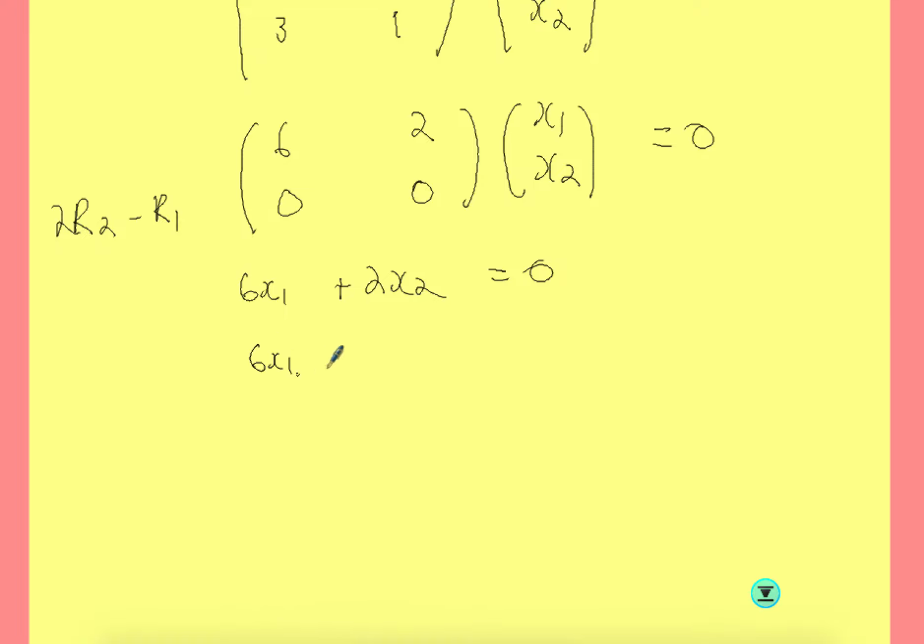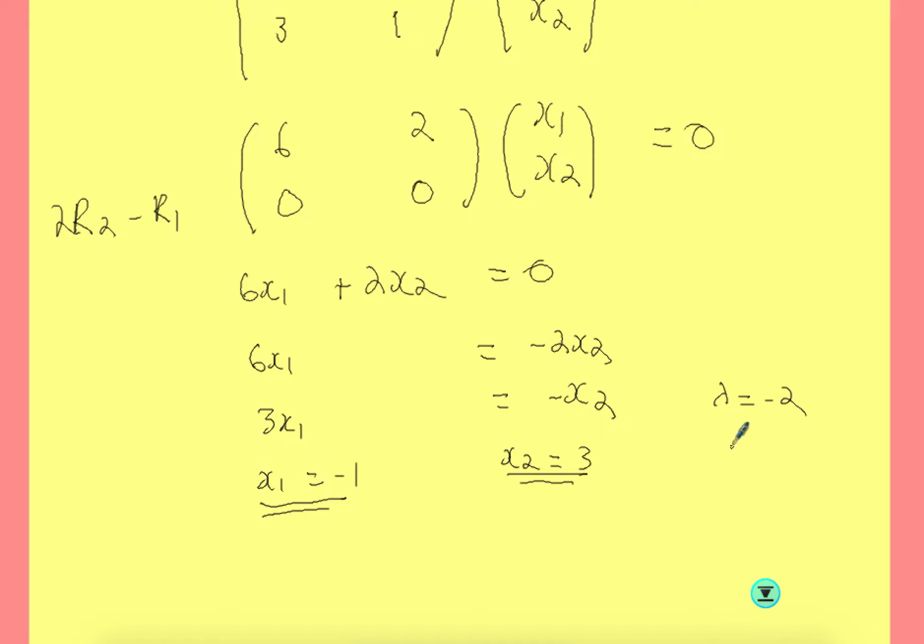So 6x1 equals -2x2. These are both in the 2 times table. 3x1 equals -x2. So that means that x1 equals -1 and x2 equals 3. Because remember, you just take the number that's in front of the alternate letter. Right, so that means that when lambda equals -2, my eigenvector is -1, 3.